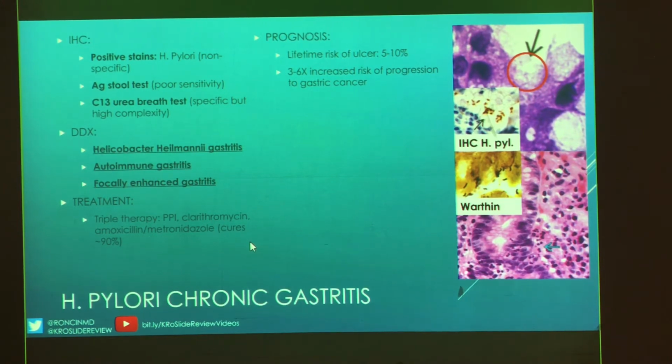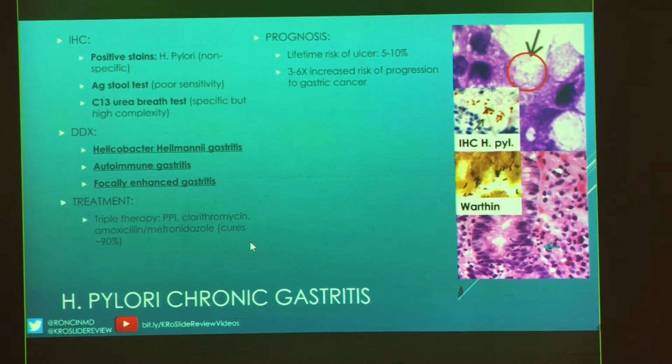For stains, I have your H. pylori IHC, as well as the Warthin-Starry stain, which is a silver stain. Nobody really uses the Warthin-Starry too much anymore, but it could be an option if you don't have access to immunohistochemistry and you want to ensure that there were bugs.